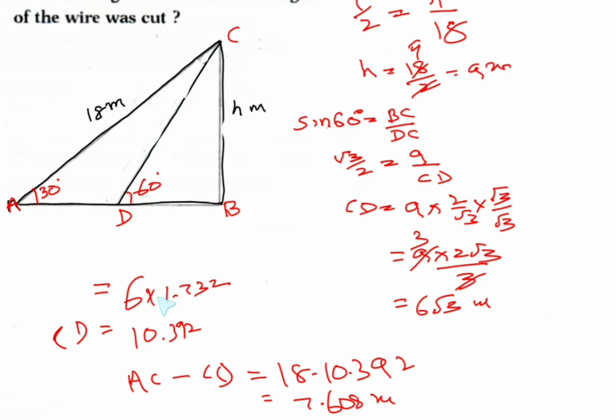And 6 root 3 means 6 into 1.732, and 6 into 1.732 is 10.392. But the cut wire is AC minus CD. AC is 18 meters wire. After the cut, CD is 10.392. 18 minus 10.392 is equal to 7.608 meters. The wire was cut 7.608 meters.